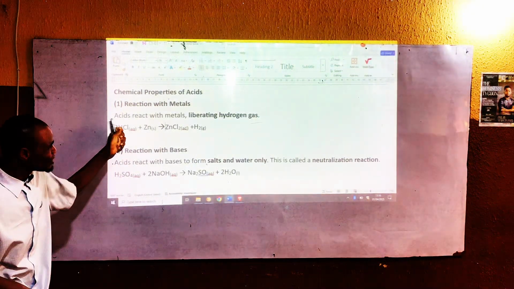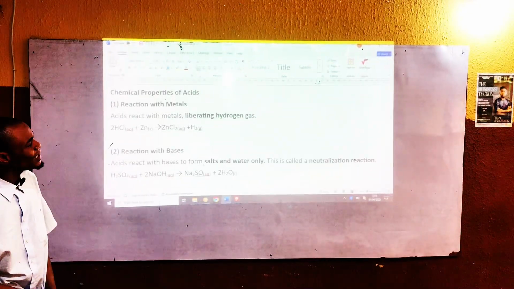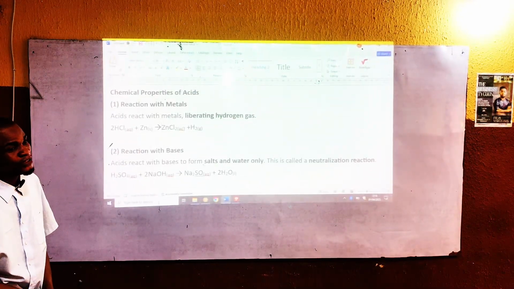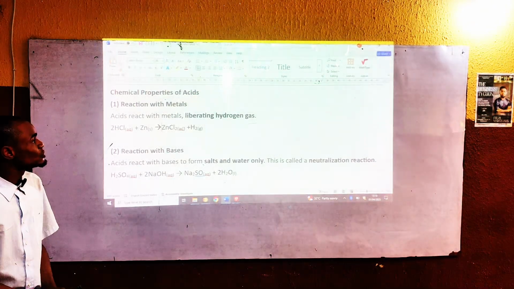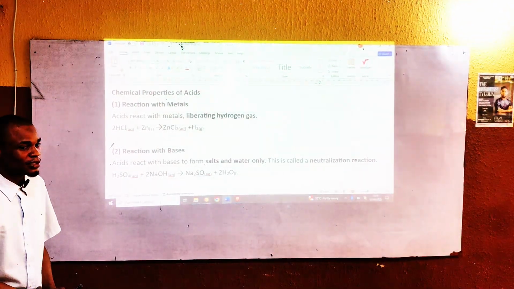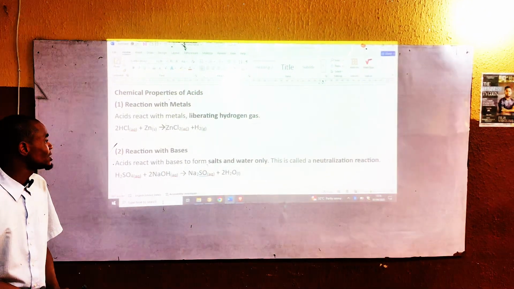This part, that is very well. Acid reacts with bases and salt, very well. Very important. They react with what? Acid reacts with metals. To liberate what? Hydrogen gas. Acid reacts with metals to liberate hydrogen gas.